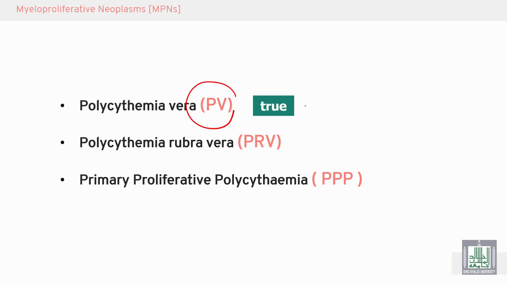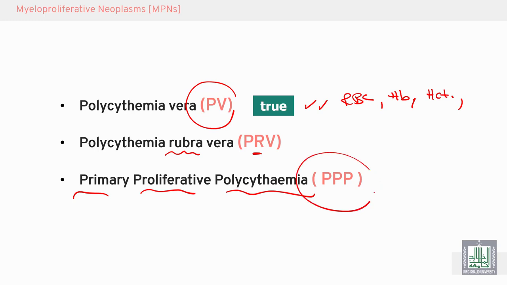Polycythemia vera, or PV, is a true increase in the RBCs, hemoglobin and hematocrit. Sometimes called polycythemia rubra vera, PRV, or primary proliferative polycythemia, with increase in proliferation due to JAK2 mutation.